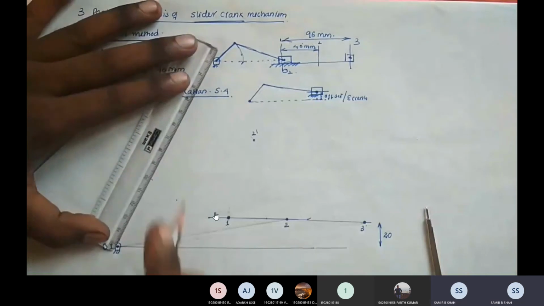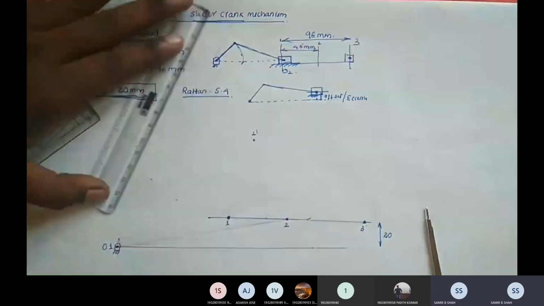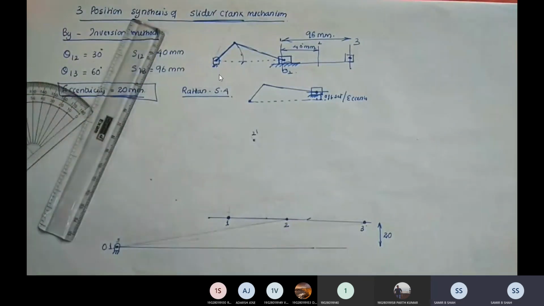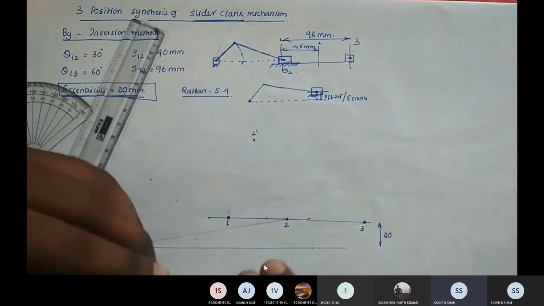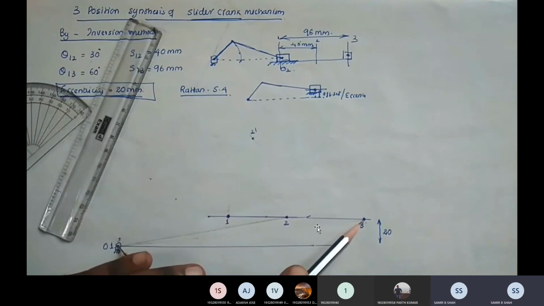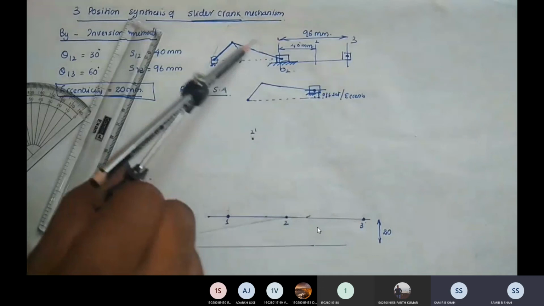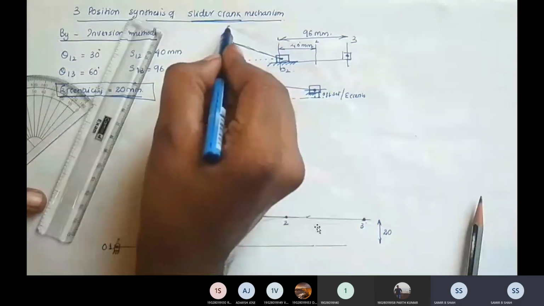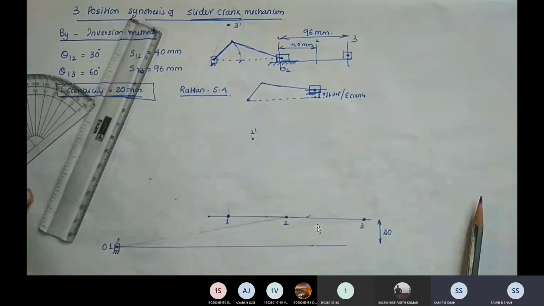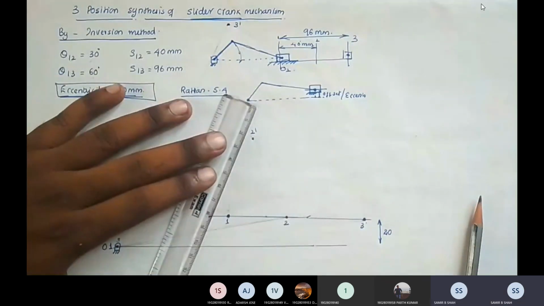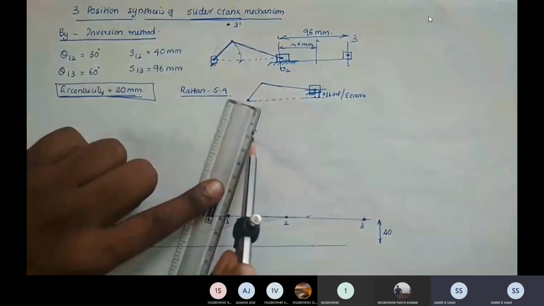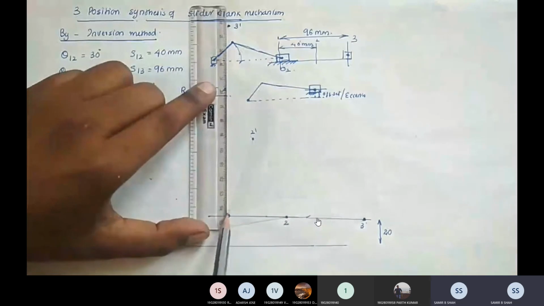If you take the scale, it's better to use 20 mm for 10 mm always. Then I'm mapping this third point to this line. This is my third point. Now I just join these two lines, that means 2-2 dash-1 as in the previous case, and 1-2-3 as in the previous case.